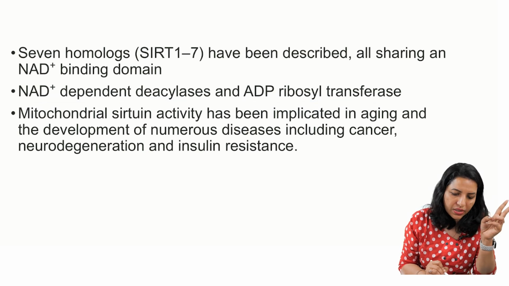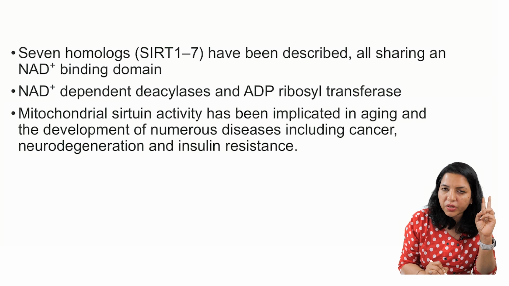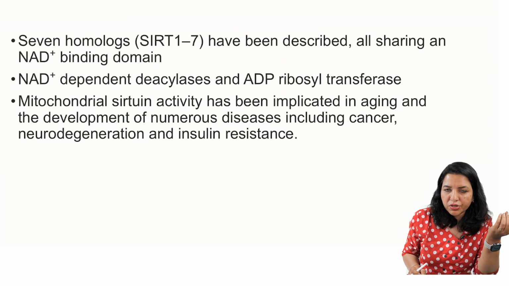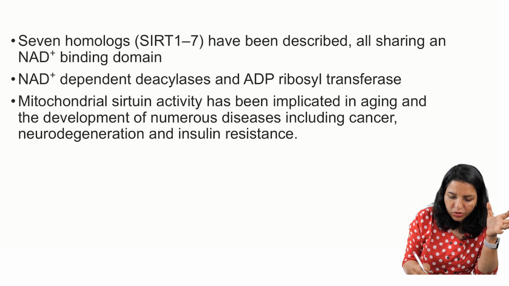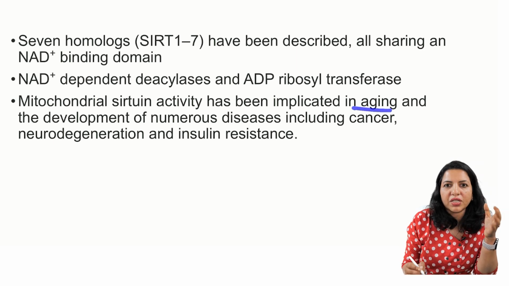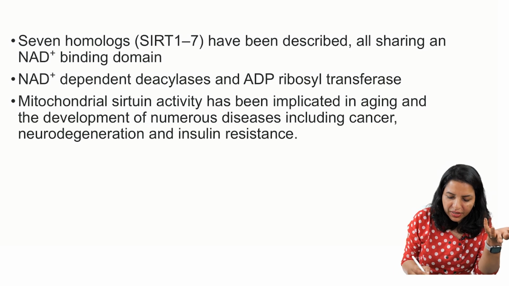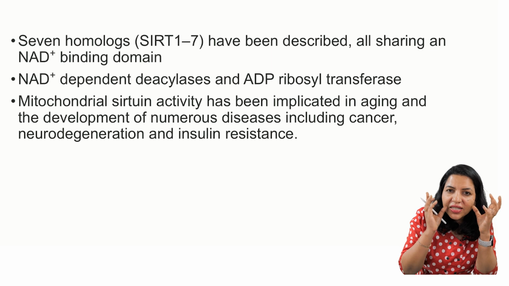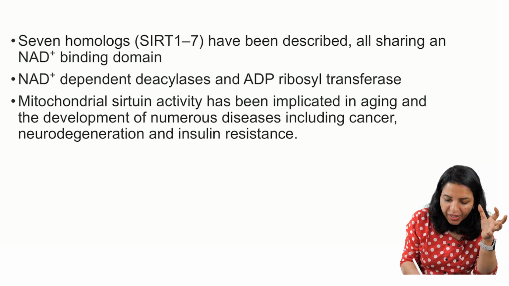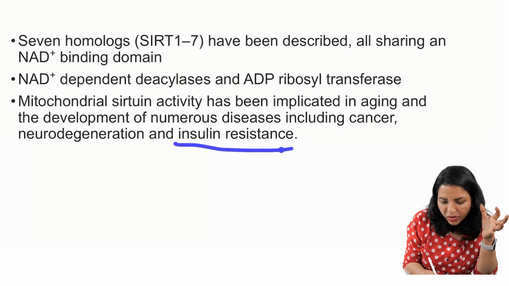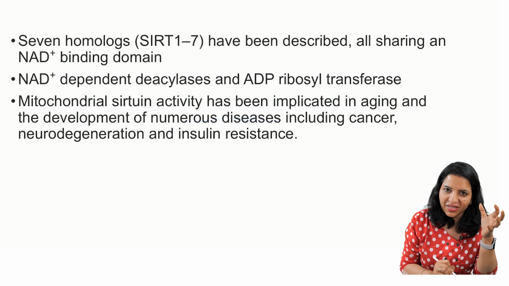These are the two activities of this enzyme, which is called sirtuin. Now, what are these sirtuins related to? They are implicated in aging, that is, they delay the aging process. If there is decreased sirtuin activity, then it causes cancer, neurodegeneration, and insulin resistance. Okay.